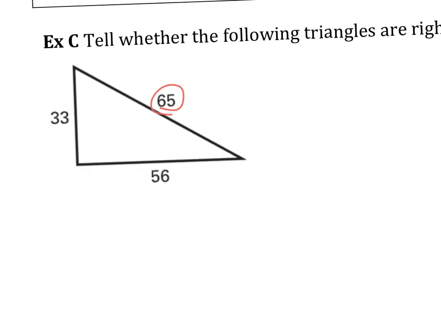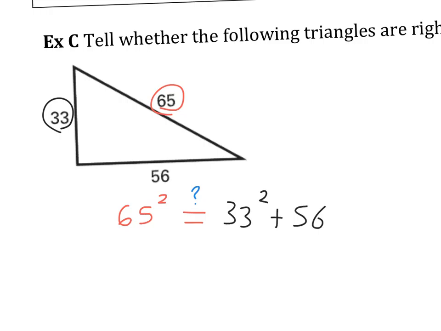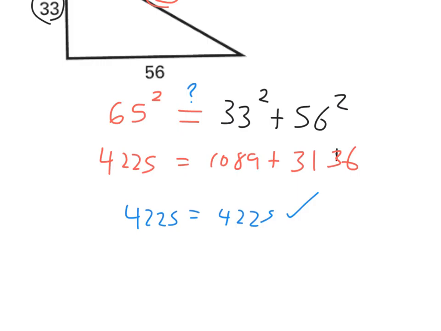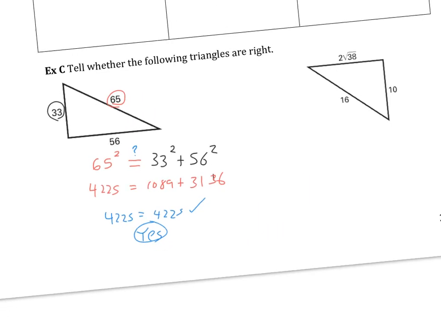Of the three, this one looks to be the longest, and by numbers it is numerically. So 65 squared, and I'm going to put a question mark there. Is it greater than? And then we put the other two there, the 33 squared plus the 56 squared. Good, so after we plug it in, the answer now is yes, it's a right triangle. That's it, just yes or no for this problem and these problems here.